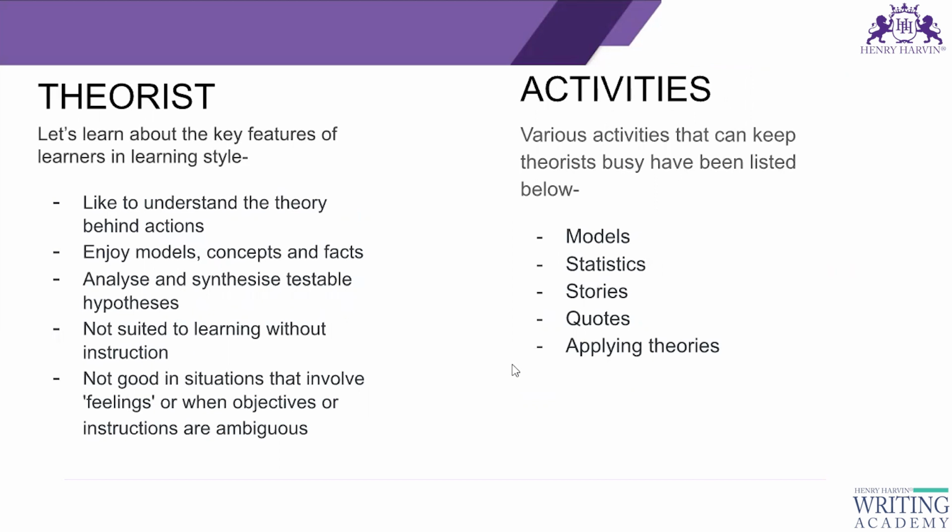Clear? The next learning model they have included is theorist. As the name itself indicates, these people want theories. They like to understand the theory behind the action, like the history kind of people who love the history. They want the theory aspects. They enjoy models, concepts, and facts. What are learning models? What are its concepts? What are the facts? So they will enjoy that.